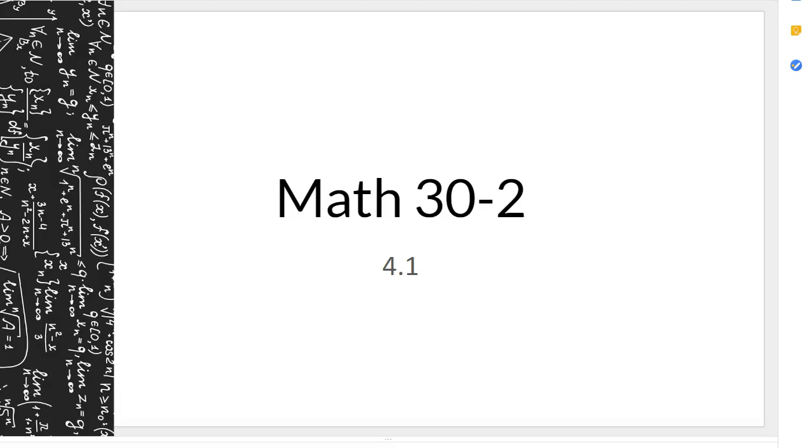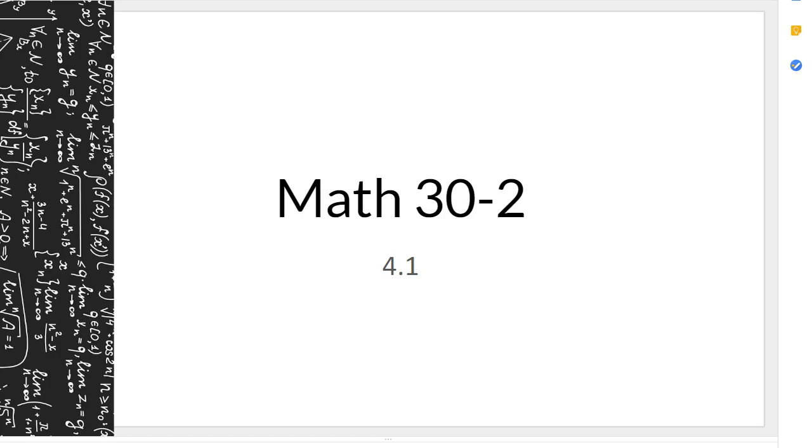Alright, we are looking at chapter 4.1, which is rational expressions. So what are rational expressions? What are rational numbers? Well, rational numbers are essentially fractions. So we'll be doing a lot of fraction work in this chapter, so I'd advise maybe refreshing yourself on some fraction work.